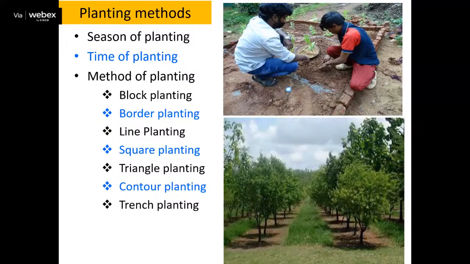Normally, the planting season is the monsoon, just at the start or onset of the monsoon. Normally we advise planting early in the morning or in the evening. Evening is most preferable, because when you plant in the evening, the plant is able to tolerate the transplanting shock. Through the whole night you get cooling and favorable conditions that help the plant to settle into normal conditions.